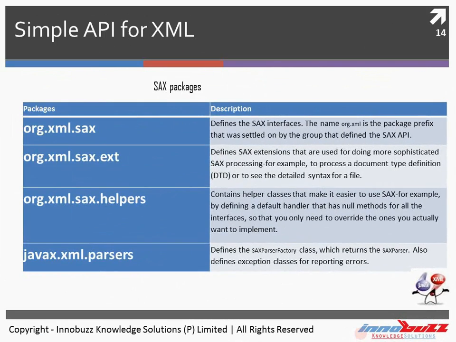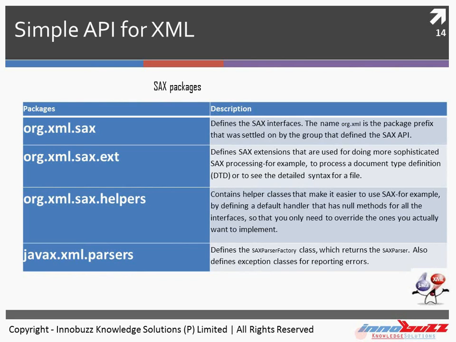So those were the APIs used in the Simple API for XML, and these are the packages. There is org.xml.sax, which defines the interfaces of SAX. The name org.xml is the package prefix that was settled on by the group that defined the SAX API, so org.xml must be used for any of the SAX packages. Next you have an extension package that is used for doing more sophisticated SAX processing, for example, to process a document type definition or to see the detailed syntax of a file.